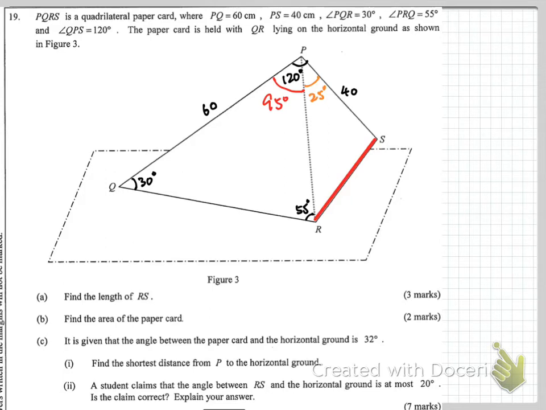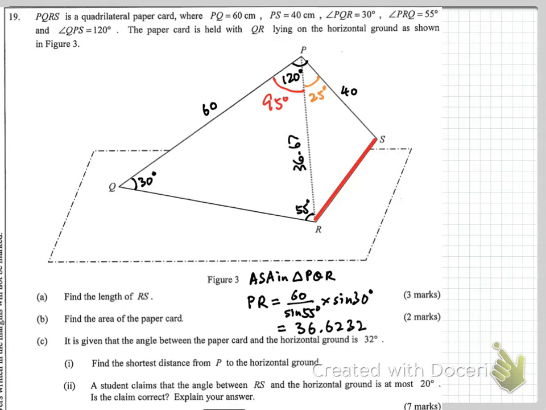First of all, we use ASA in triangle PQR, so that the distance of PR will be 60 divided by sine 55 degrees, multiplied by sine 30 degrees. That is the length of PR. My calculation goes to 36.6232. Maybe it will be useful later on.